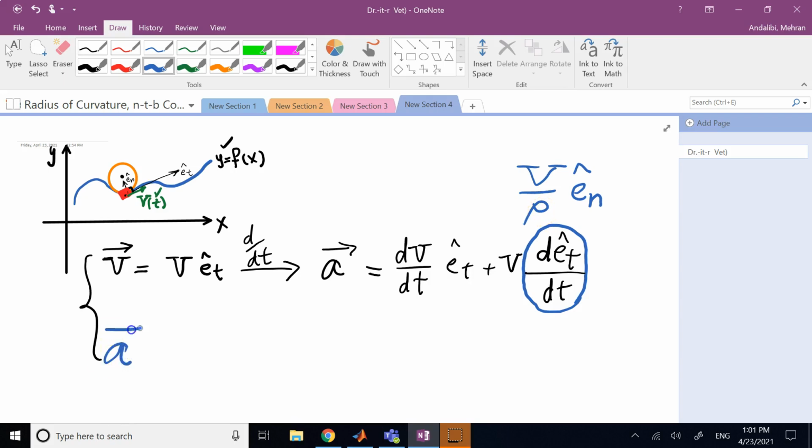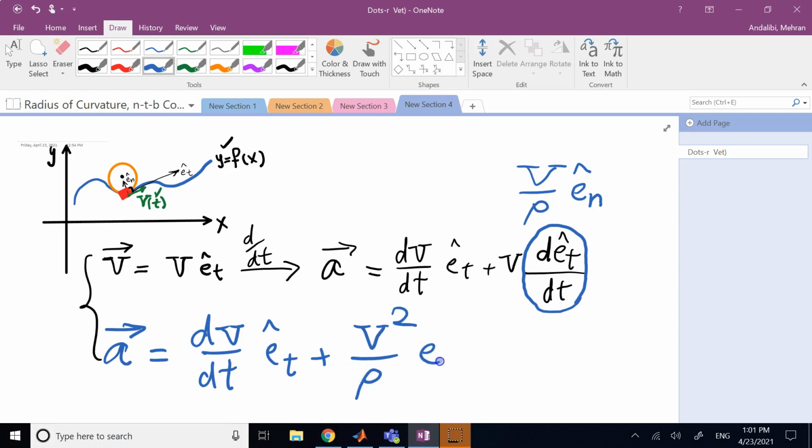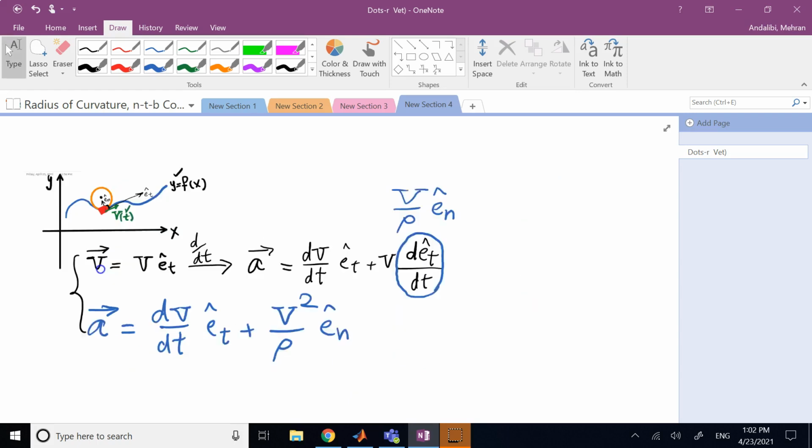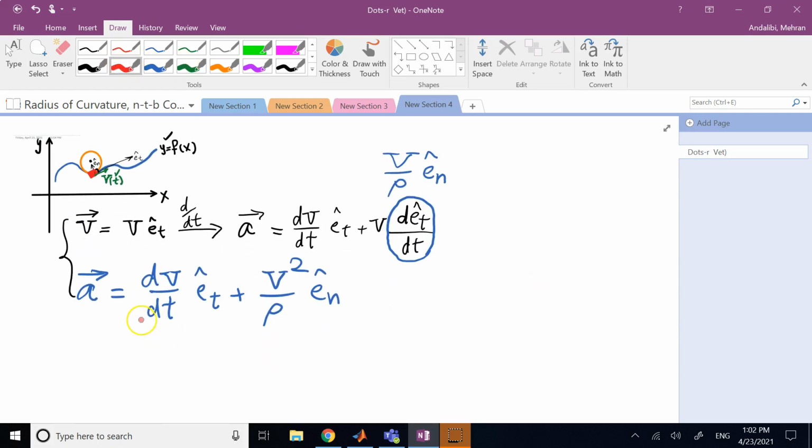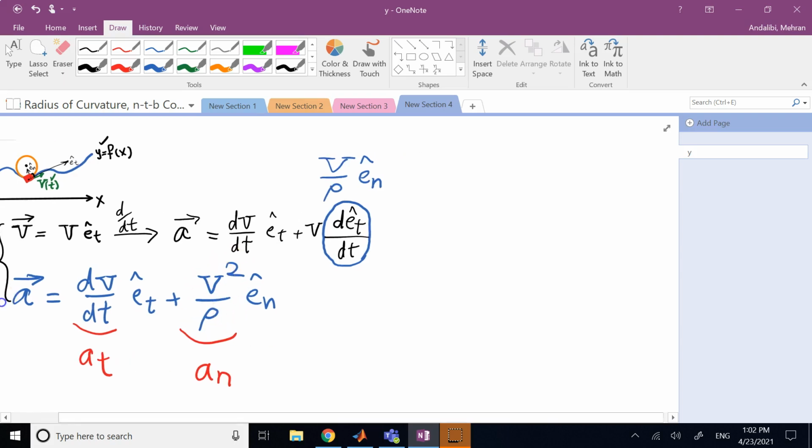Therefore, your acceleration becomes this term, dv over dt in the ET direction. And here you have one V, another V, so it's going to be V squared divided by rho in the EN direction. So your acceleration has two terms in general, and the first term we call tangential acceleration, AT, and V squared over rho we call what? Normal acceleration, or sometimes centripetal acceleration.